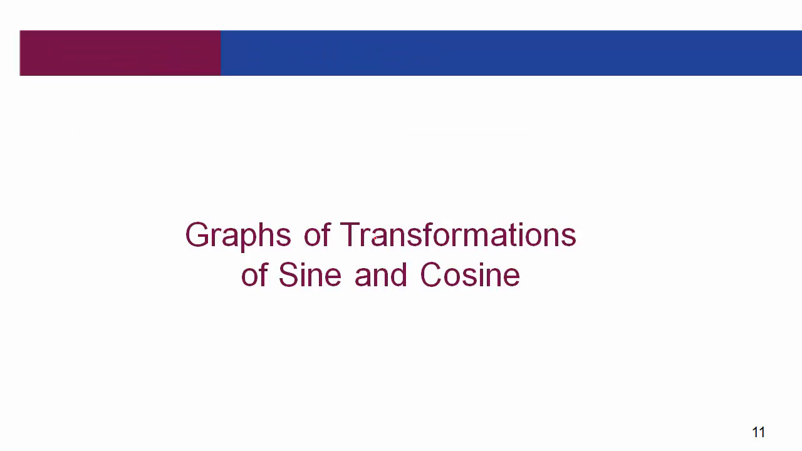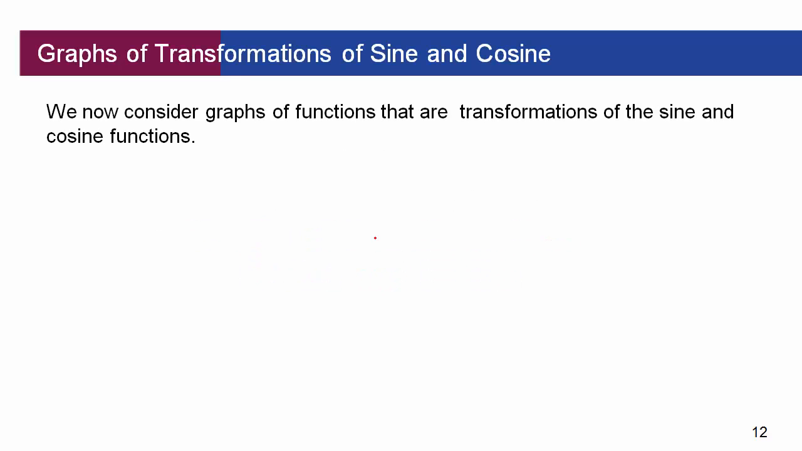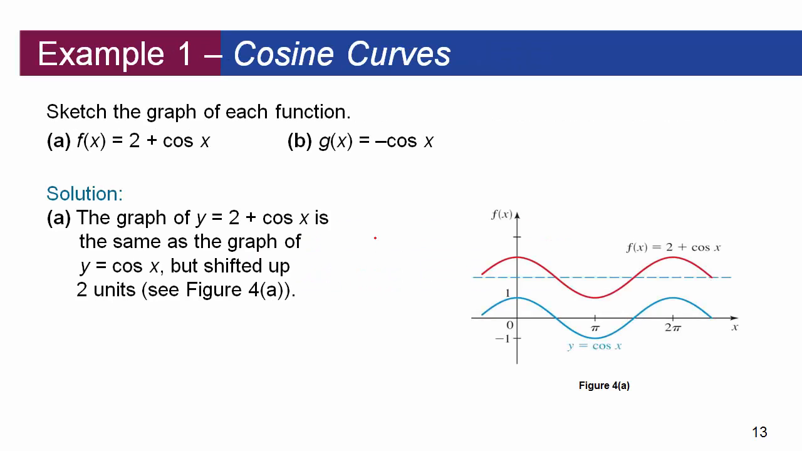All right, what's next? How about graphing transformations of sine and cosine? Well, we already know how to do this because we already know how to transform any function, right? We know very clearly that when we add 2 to the outside of a function, all that's going to do is shift it up by 2.